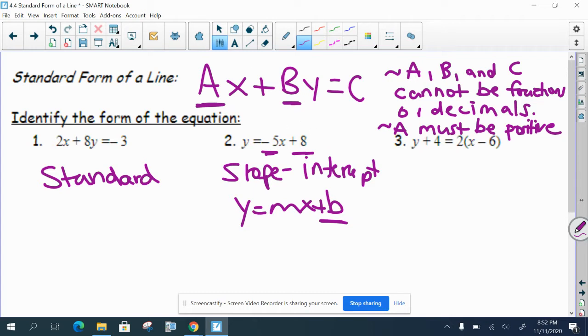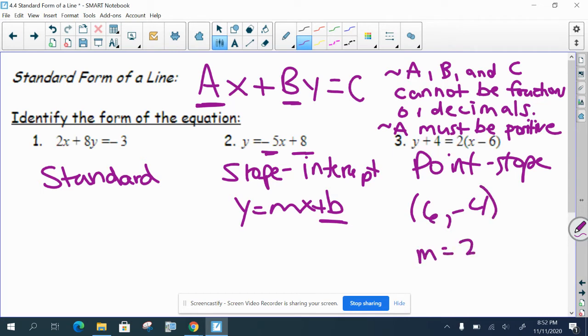Also, what some people get confused on is that a and b are not the x and y intercepts. The x and y intercepts are found by dividing c by b or by a. And if you don't know what c is, then you can't figure out what a and b are. Anyways, and then number 3 would be point slope, because it gives you the point (6, -4), because it's the opposite sign, and then the slope of 2.